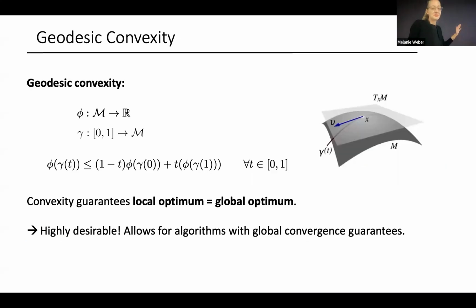Okay, so this is just one slide to briefly recall geodesic convexity. It's essentially the same that you would expect from convexity in the Euclidean setting, just now along geodesics instead of along straight lines. So it's just a generalization of this concept. And as I said, for optimization purposes, convexity again guarantees us that if we find a local optimum, it's the global optimum. So we have algorithms with global convergence guarantees. Gamma is a geodesic, right? Yeah, gamma is the geodesic here.